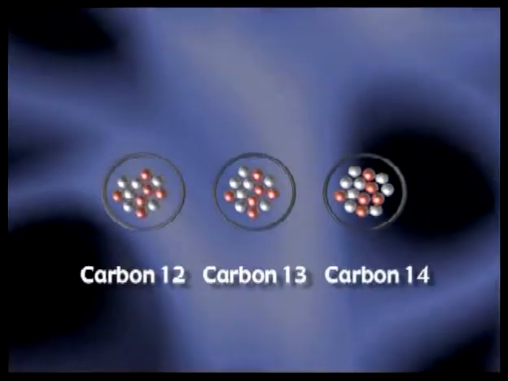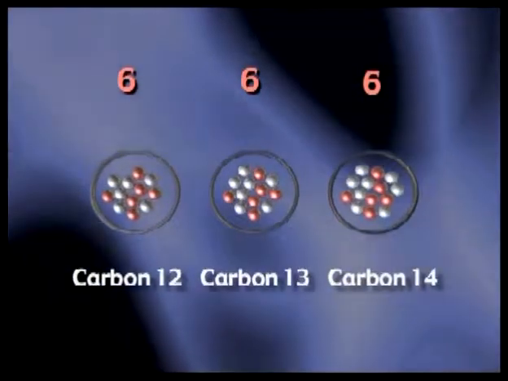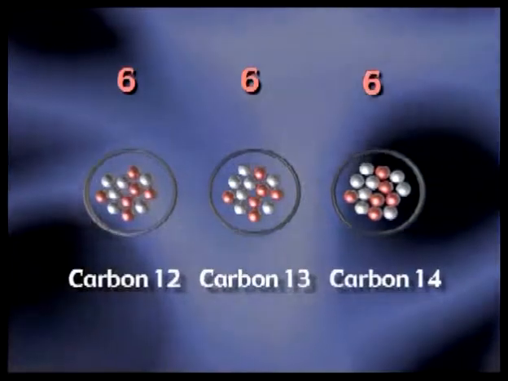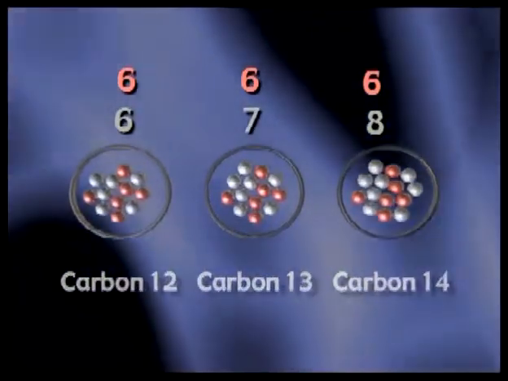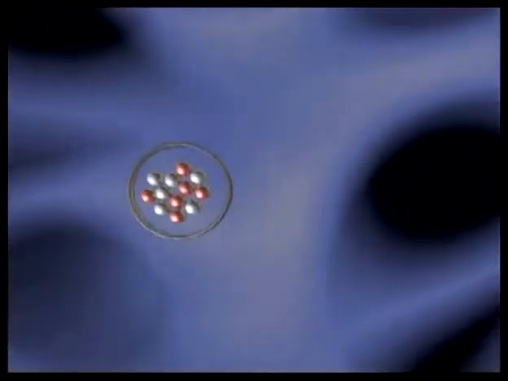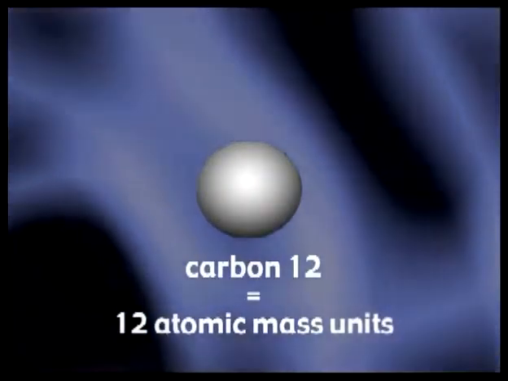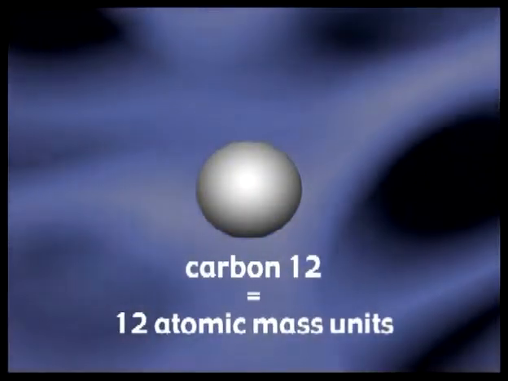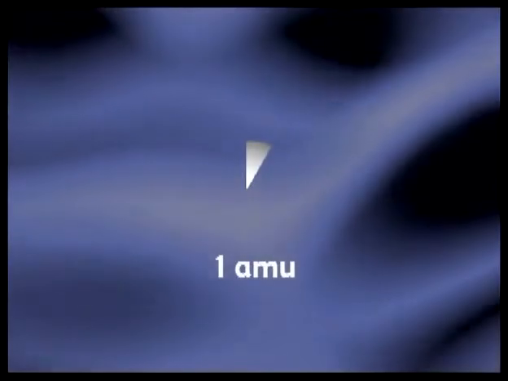Each of these isotopes has the same number of protons, 6 in carbon's case, but a different number of neutrons, 6, 7, and 8 respectively. The atomic mass unit has been chosen as the standard against which the mass of all types of atoms are defined. In general, 1 AMU is a mass equal to 1/12 the mass of one carbon-12 atom.